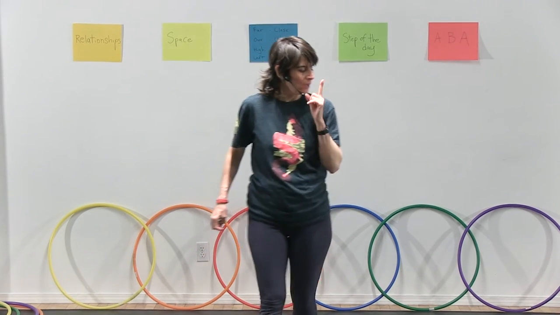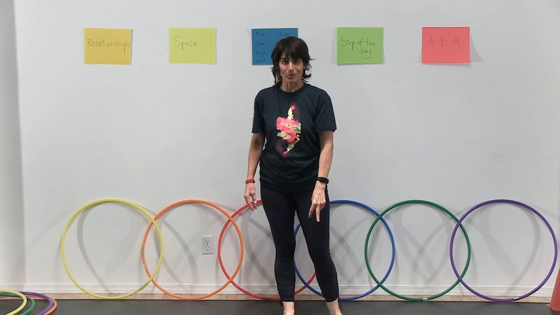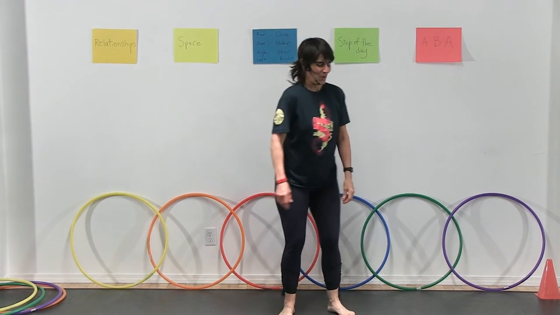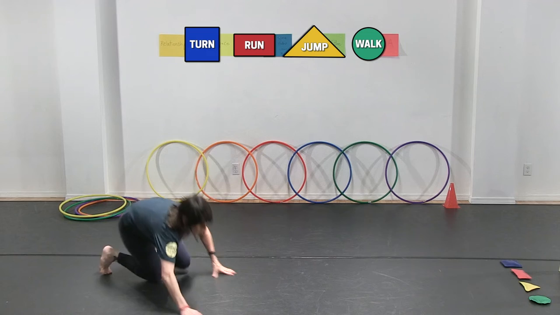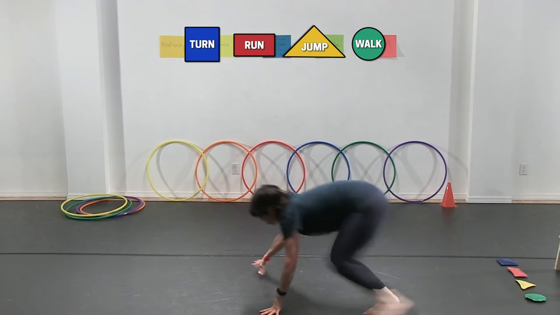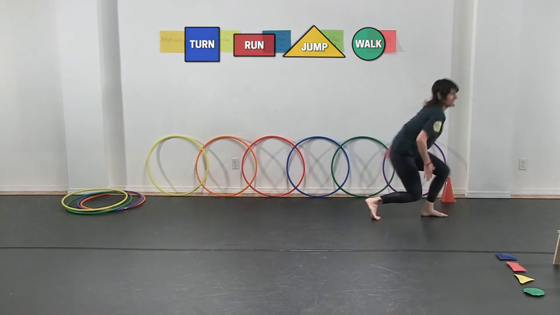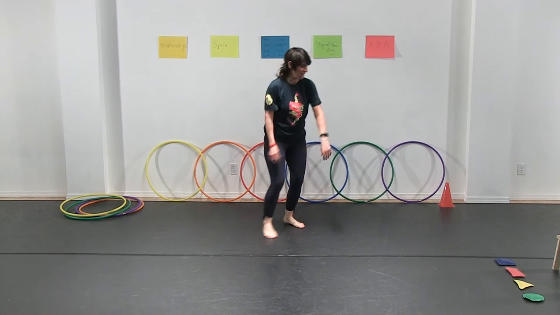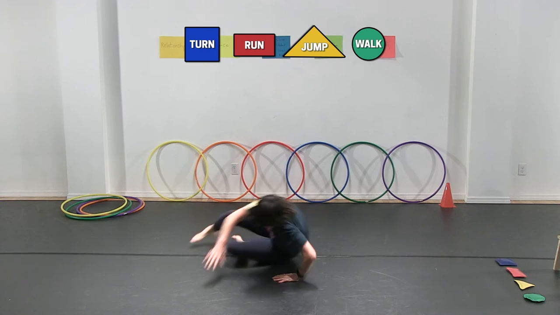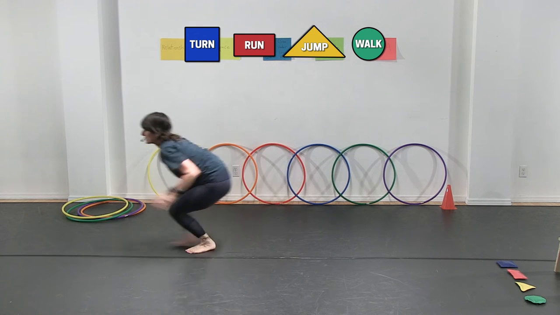Okay? Last time, we are going to do it really low on the floor. You wanna try that? See how that feels? Okay, let's do it. So, turn becomes a roll. Running becomes some fast crawling. Jump. And walk. How about you try that at home? What does it feel like? I'm gonna do it again with you, okay? So, roll, crawl, jump, and small steps.